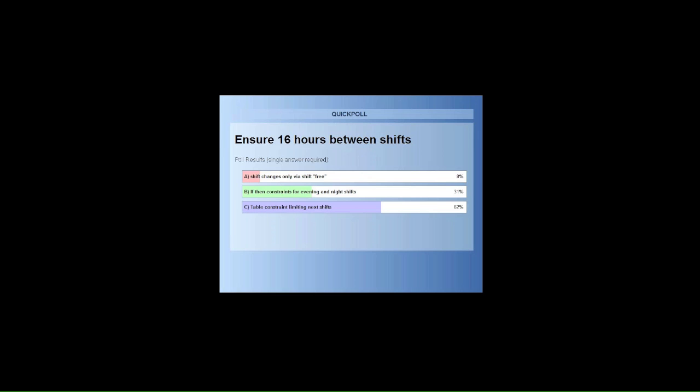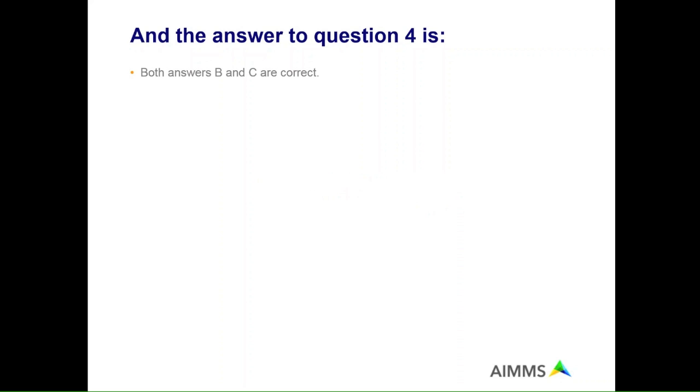So how many people did vote B or C? 31% B and 62% C and 8% A. Okay. Well, both B and C are correct. Answer A will actually limit the number of solutions and possible interesting solutions, and it's a more restrictive constraint. As I said, B and C are precisely implementing the restriction, but there is a difference in formulation.